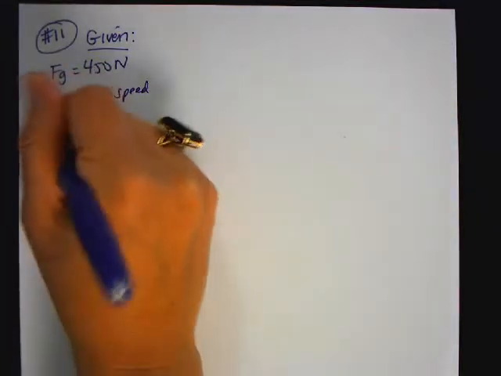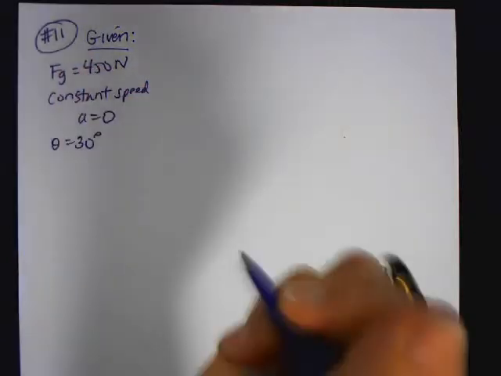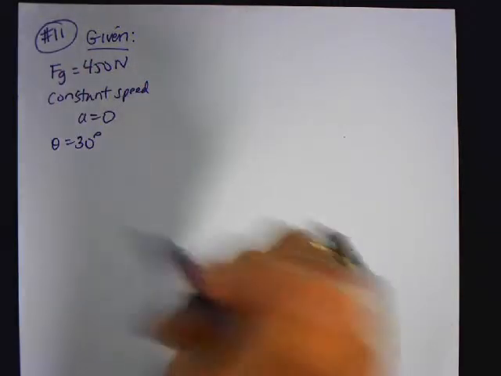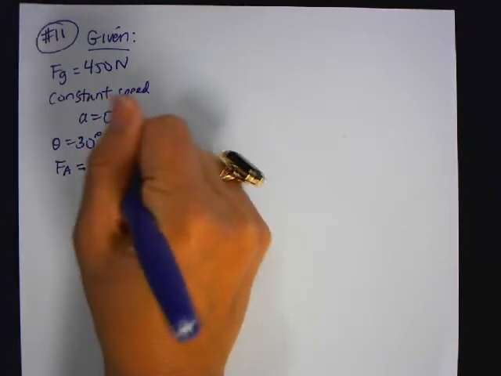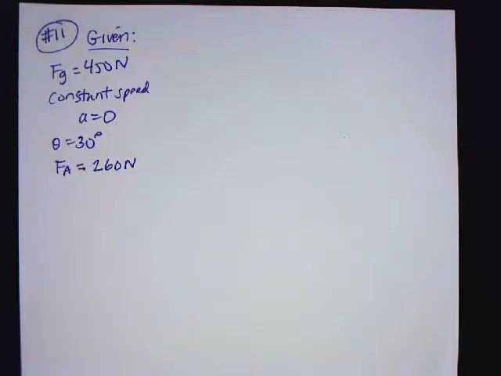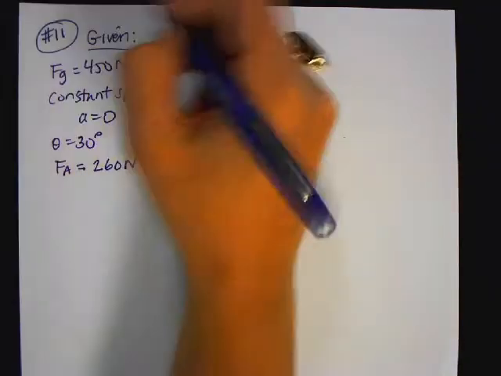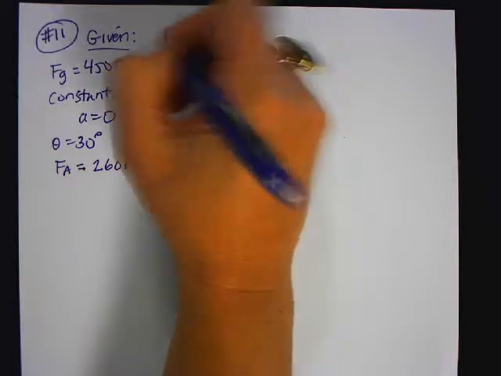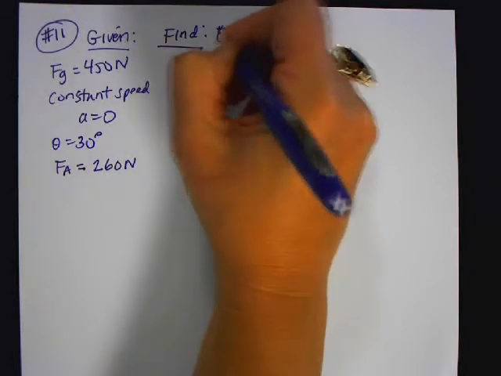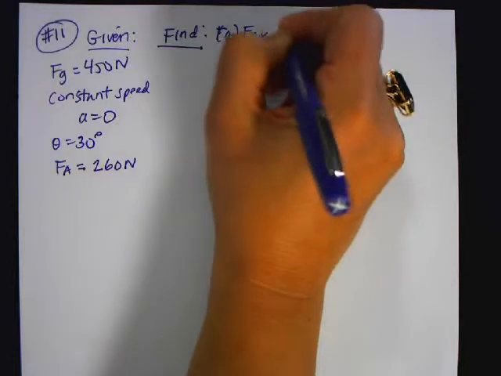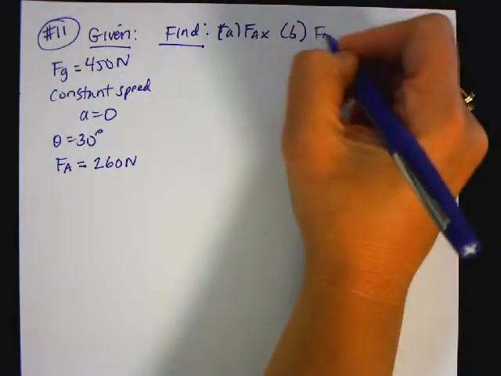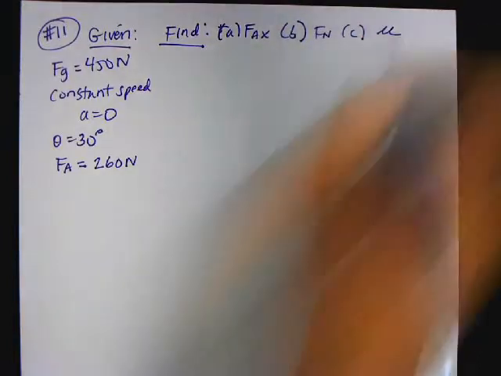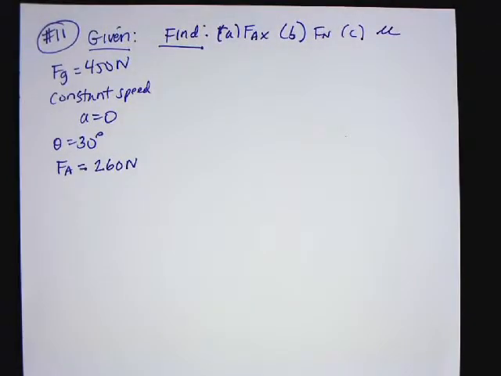It makes an angle of 30 degrees with the floor. If the force on the rope is 260 newtons, so that's what I'm pulling with, so that's an applied force. A push or a pull is an applied force. A, what is the horizontal component of this force? So A would be FAX. B, what is the normal force, F of N? And then C, what is the coefficient of sliding friction? And that's the kinetic of sliding kinetic because it's already moving.